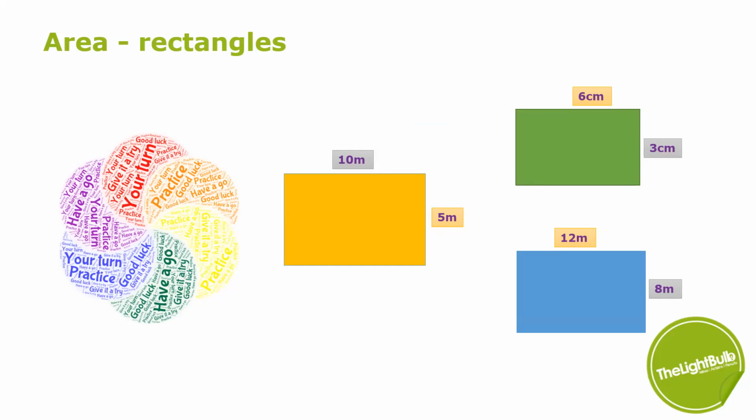Okay, so I hope that you've had a chance to work them all out now. The orange one, 10 times 5 is 50 meters squared. Green one, 6 times 3, 18 centimeters squared. And the blue one at the bottom, 12 times 8, 96 meters squared. So well done, got all of those right. If not, then perhaps just take the opportunity to press pause again and just double check your workings out on those.